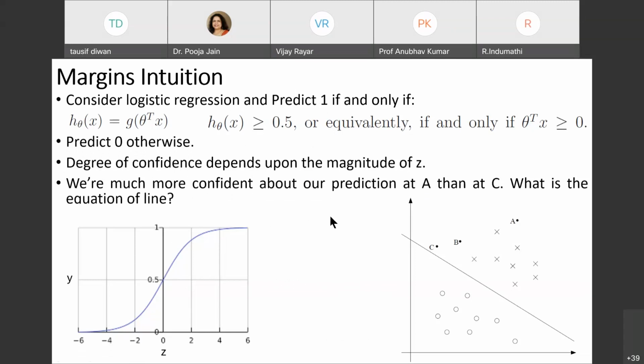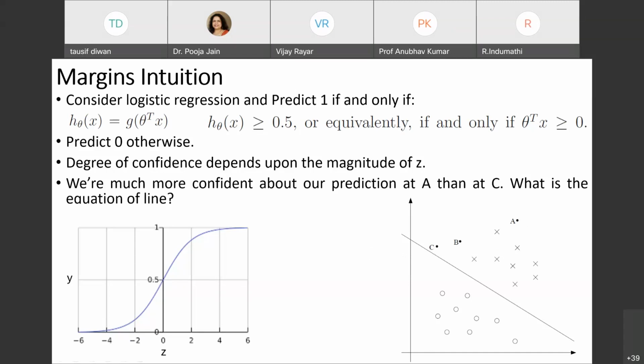Now just look at this picture. Come back to SVM once again. These crosses we can consider as class 1. These circles or dots we consider as class 0. Now consider 3 points, point A, point B and point C. Suppose this is our separating hyperplane. Here point A is considered as class 1, point B is also predicted as class 1, and point C is also predicted as class 1. But we are very much confident about point A rather than point C. Why? Because it is closer to the hyperplane.